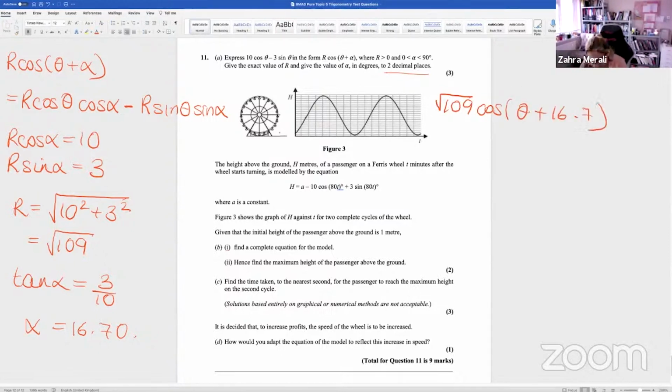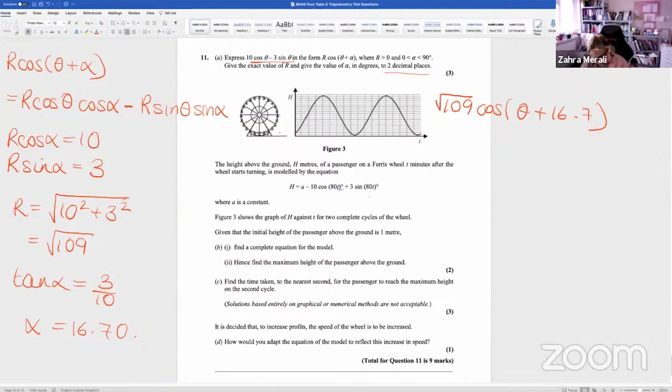So now if I match this up to this bit here, I can see instead of theta, I've got 80t. And also I've got a plus there when ideally I need it to be a minus. So I need to take a minus outside as such. Okay. So for the moment, we don't need to worry about that.